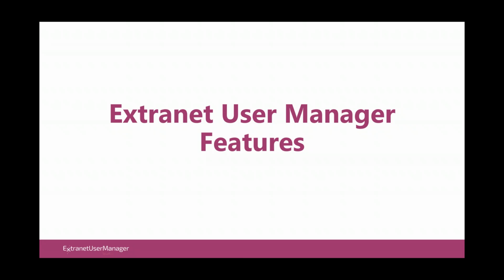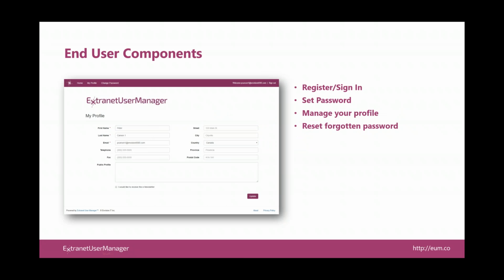From a feature set point of view, we group the product features into two main groups. The first is on the end user side, which is the registration and sign in, things like setting your password, managing your profile, resetting a forgotten password. Not all of those apply in the B2B scenario because we don't manage the identity there, but basically anything that touches the external user is part of the end user components.